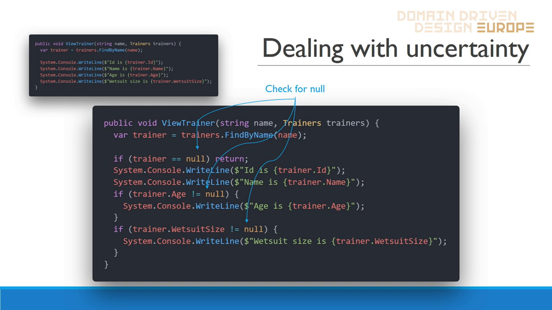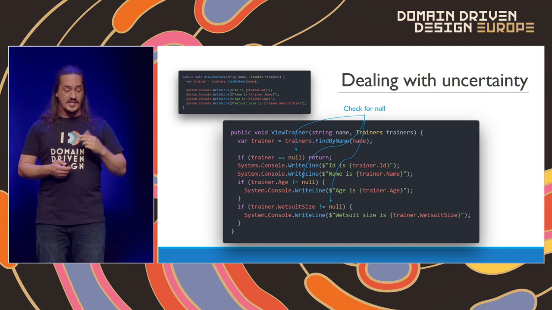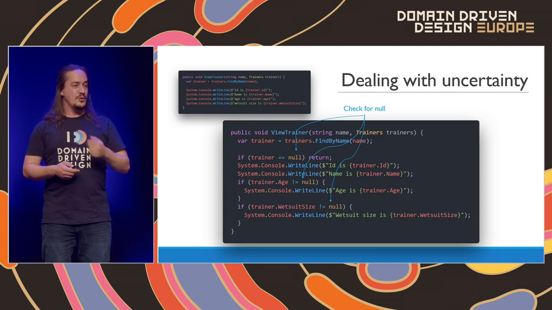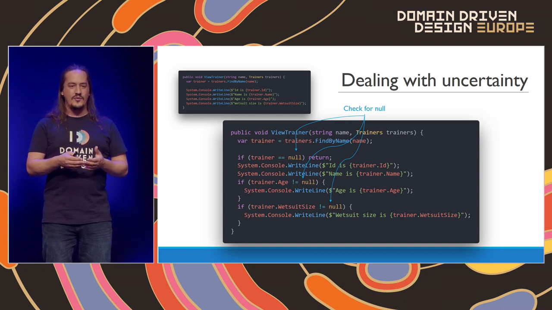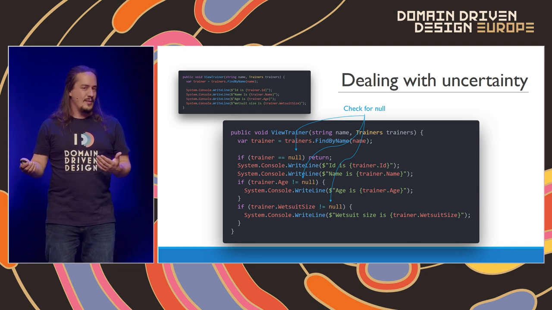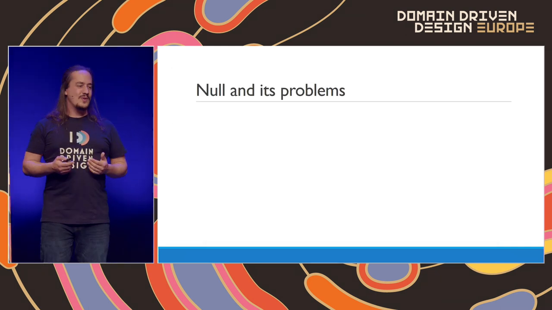But why don't we check the name or trainer ID for null? Well, because we know that this cannot happen. But you need to know how the repository works to make that distinction. And that's kind of not the purpose of encapsulation, right? If you need to know every line of code to know what you need to check, then you really don't need to check anymore because you already know. Anyway, so that's kind of the uncertainty we're trying to get rid of.